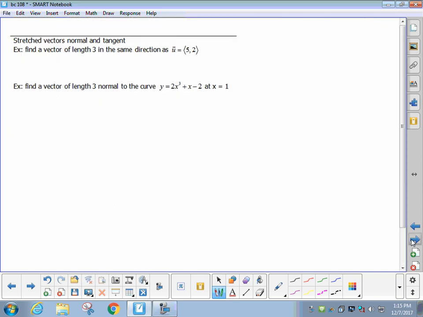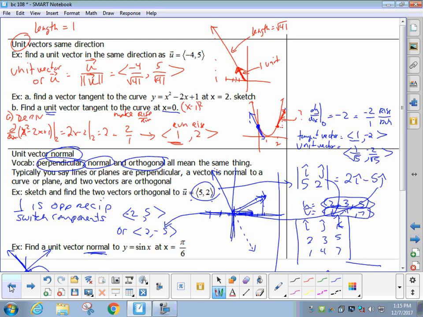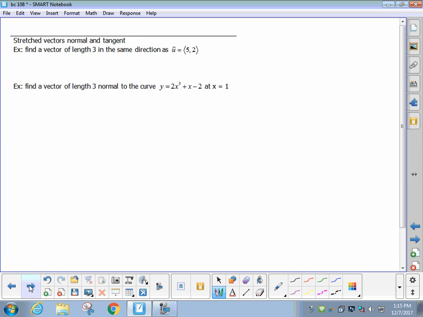Sometimes, though, instead of a length 1, you want a different length. I need to counteract this force with a force of exactly 5 newtons or whatever. You want it to be 5. Well, how am I going to make a vector of some different length than I'm given? You can start with what we know how to do. Could I make it length 1? Yeah. Could I then make it length 3? Yeah. So you just find a unit vector, then multiply by a scalar.